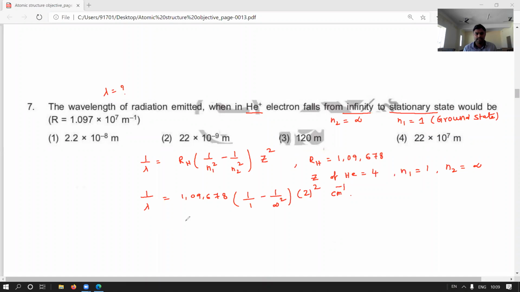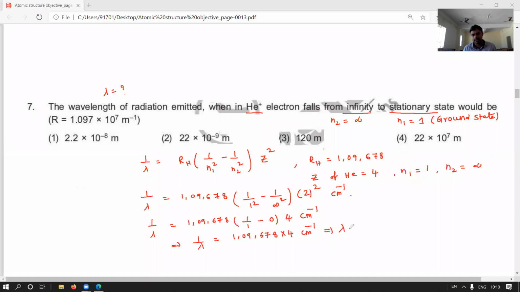So in centimeter inverse, it is 1,09,678 into 1 square, which is 1, 1 by 1 minus 1 by infinity, and 1 by infinity is nothing but 0, into 2 square, which is 4, centimeter inverse. Now 1 by lambda is equal to 1,09,678 into 4 centimeter inverse.